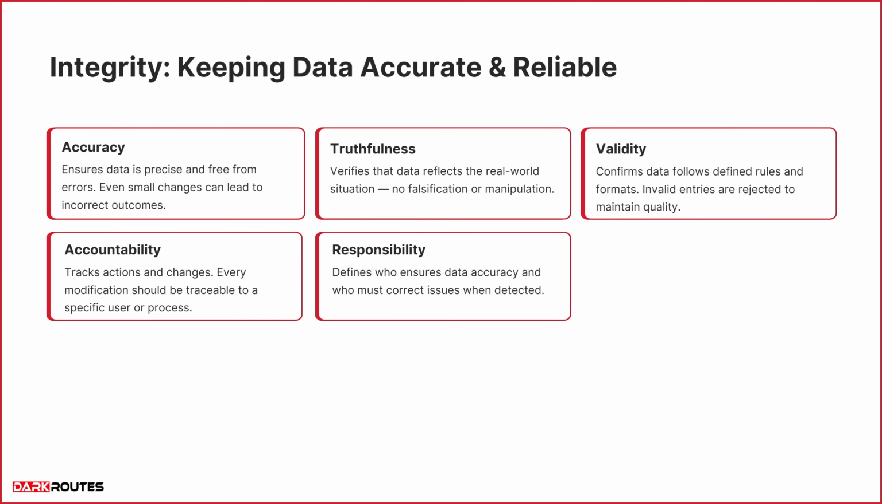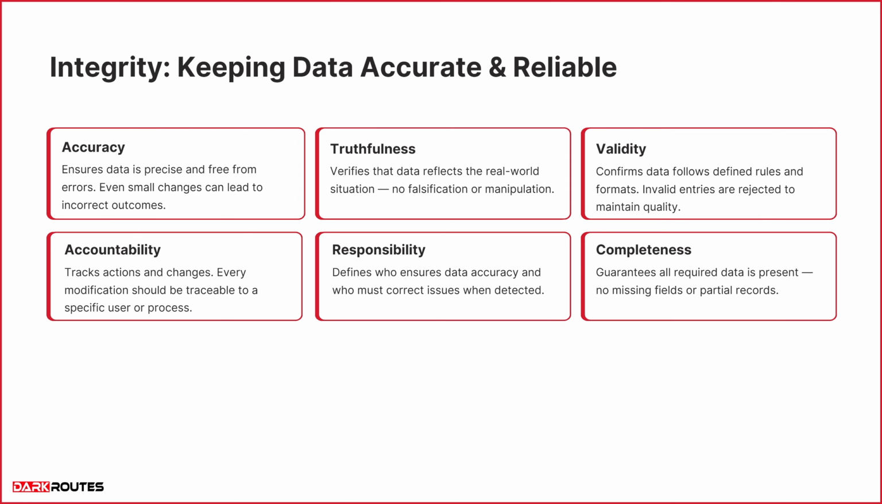Responsibility, on the other hand, means the person or the system in charge is actively ensuring accuracy and honesty. For example, a database administrator who regularly verifies the data backup integrity and validates data entry before it goes live is demonstrating responsibility. Accountability and responsibility together create a culture of data ownership and traceability.